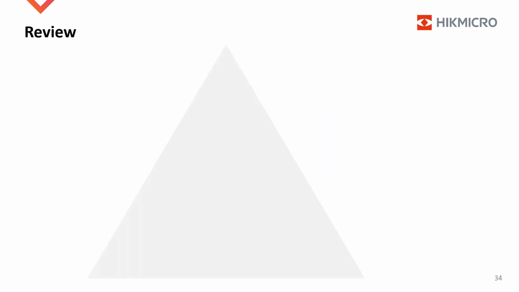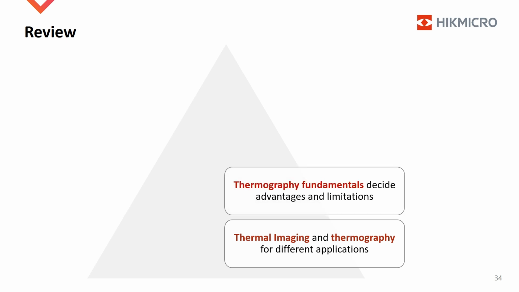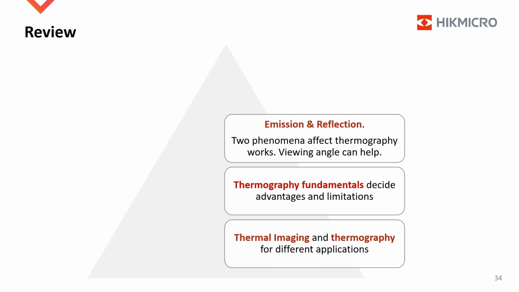In this course, we have introduced thermal imaging and thermography in Part 1. The two features are used for different applications. In Part 2, thermography fundamentals and many physics terms are introduced. Those terms are used to explain advantages and limitations decided by some thermography principles. In Part 3, we specifically introduced emission and reflection.